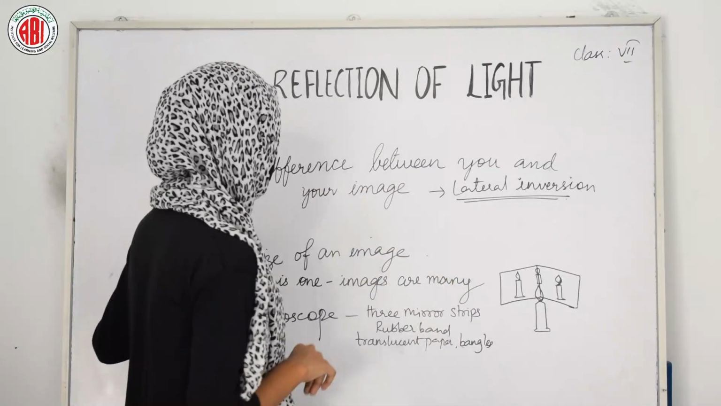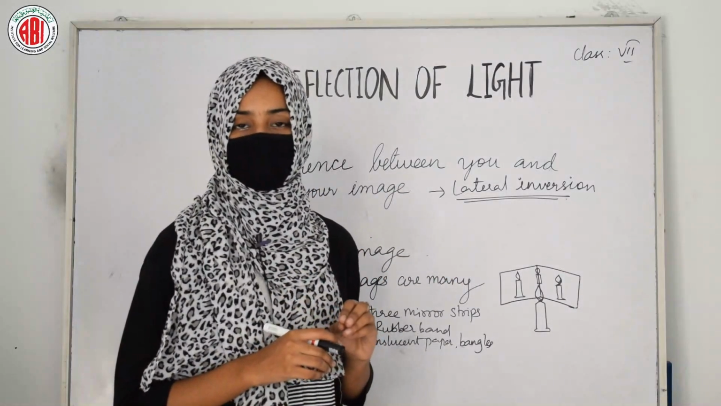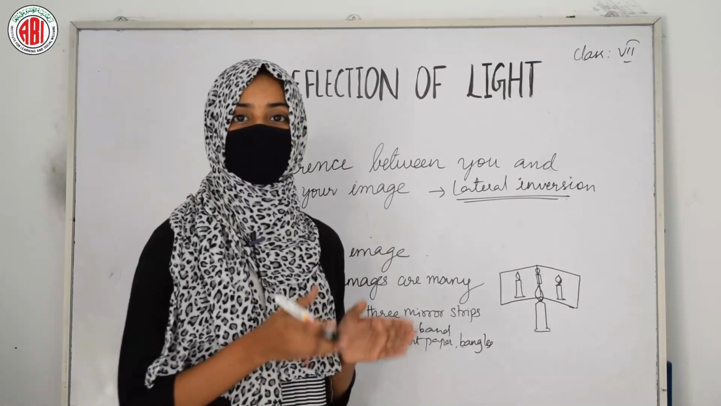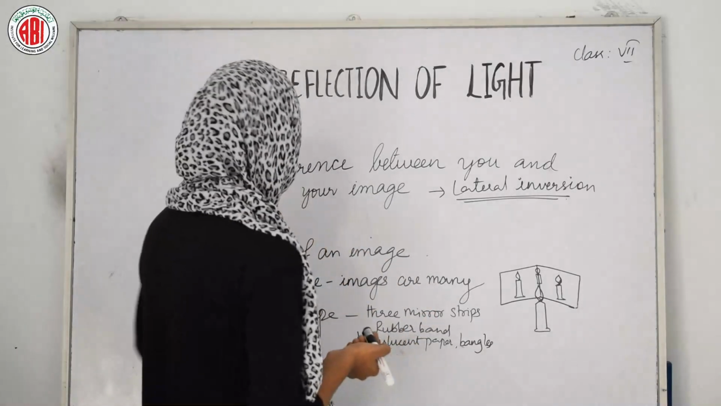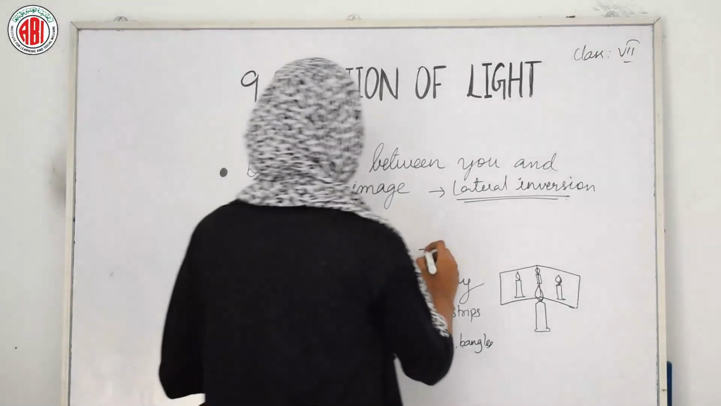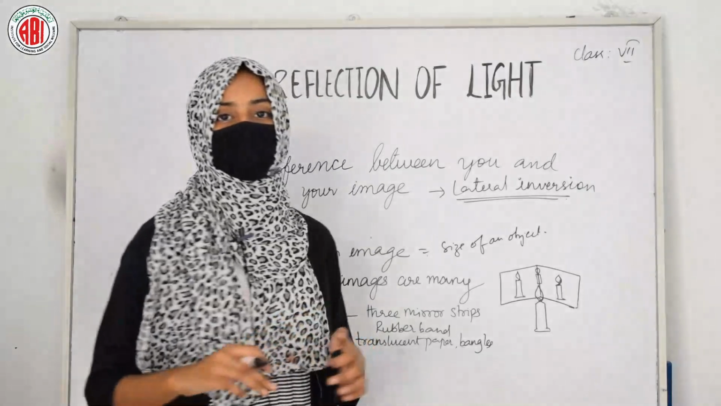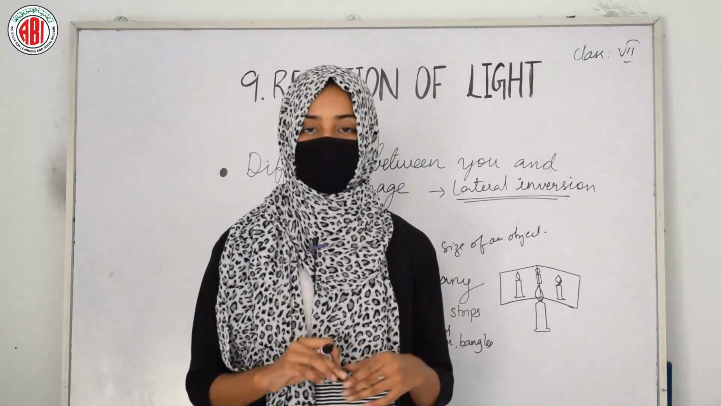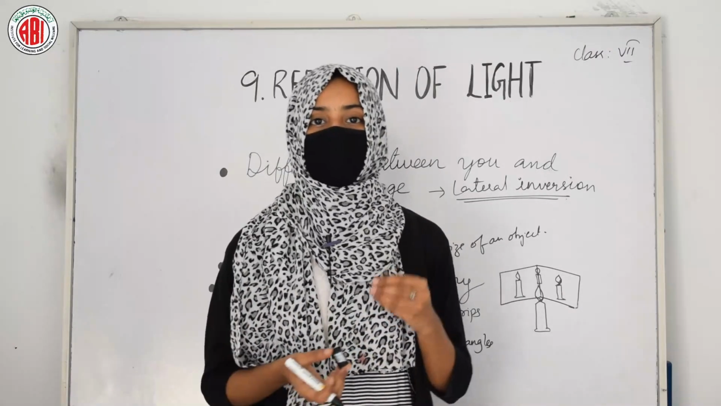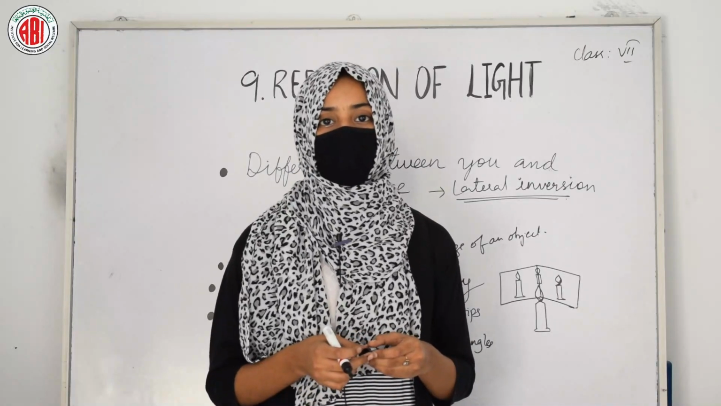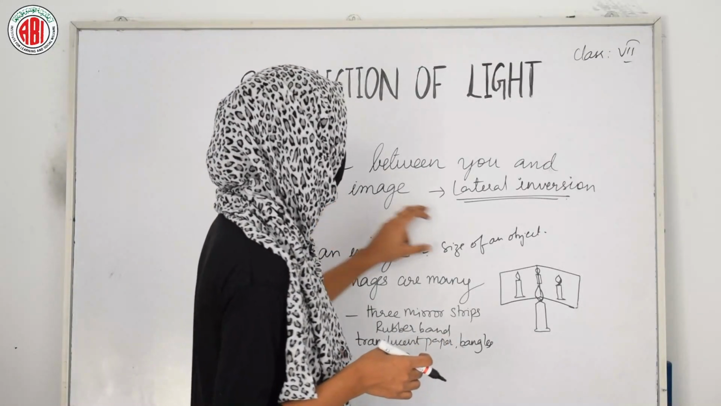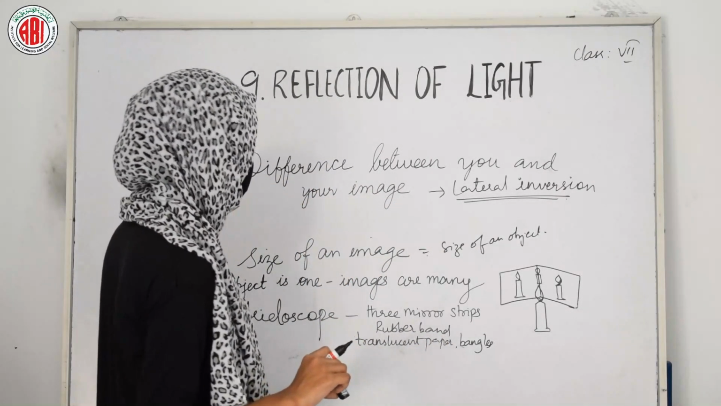The next one is the size of an image. Irrespective of the size of the mirror, the size of an image depends upon the size of the object. That means the size of the object is equal to the size of the image. When you see objects placed far away from you, they look smaller. In a similar manner, when you see their images in the mirror, those images will also look smaller. So in this way, the size of an image depends upon the size of an object. It doesn't depend upon the size of a plane mirror.